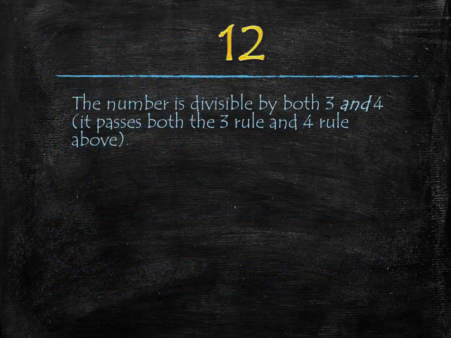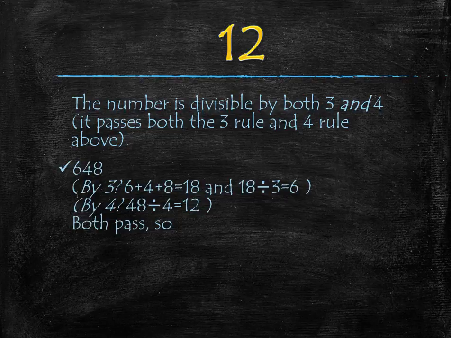Next number is 12. Again, similar to 6, we can use its factors to check. If the number is divisible by 3 and 4, then it's also divisible by 12. For example, 648. 6 plus 4 plus 8 equals 18. 18 is divisible by 3, yes. And the last two digits, 48, is divisible by 4, so yes. So yes, it's divisible by 12.